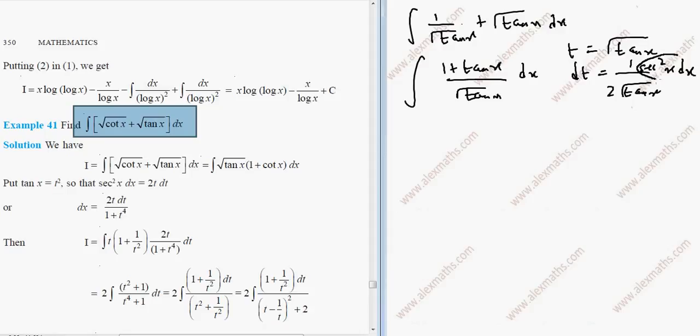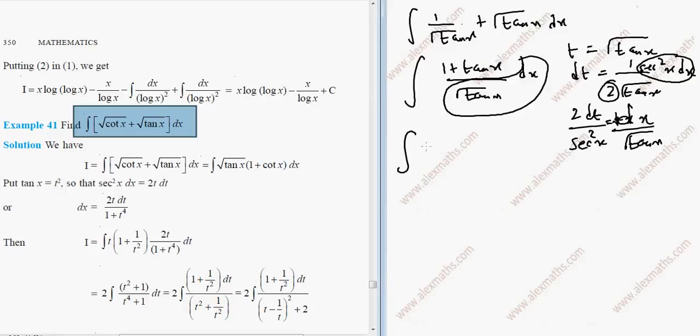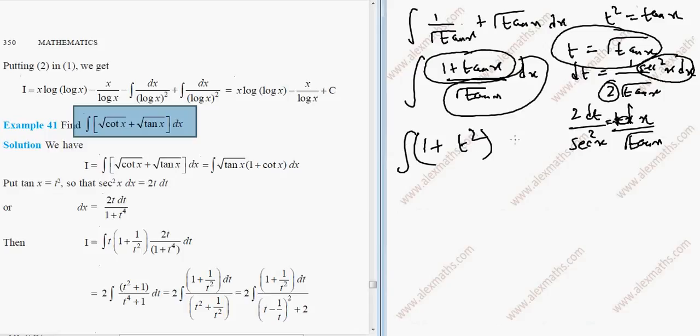Okay, but the secant square x I have to bring to the other side, that is 2 dt by secant square x will be dx by root tan x. So this dx by root tan x I am going to replace. Before that, 1 plus tan x, since t is root tan x, if I square, t square is tan x. So 1 plus t square into 2 dt by secant square, right?